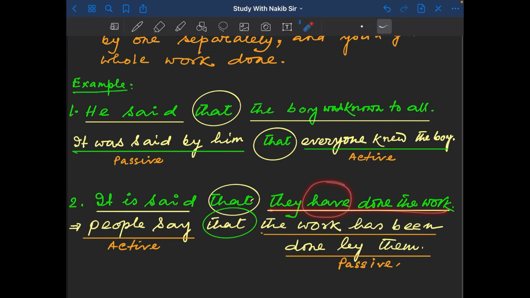Have, so you will get one been before the past participle of the verb. So this is the object. The work has, third person singular number, for this it is has, and for have or has, one been will be used. So you have got one been. So the work has been done by them. This is the answer: people say that the work has been done by them. Okay, one active voice and other passive voice in a complex sentence.